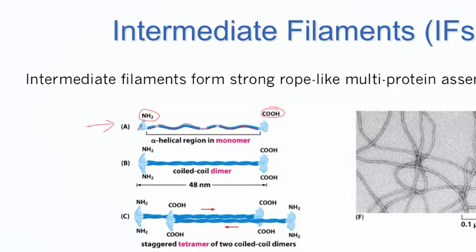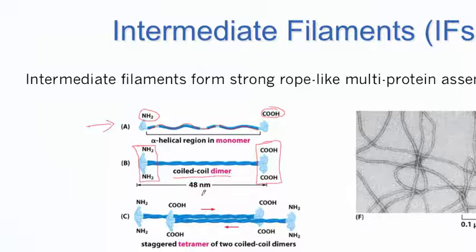Okay, that strings down there. And so two alpha helices, or two different intermediate filament proteins, will come together and form a coiled coil dimer. And these dimers form in a parallel fashion so that both the N-termini are facing one end, and both the C-termini are facing the other end. So this is the dimer form.